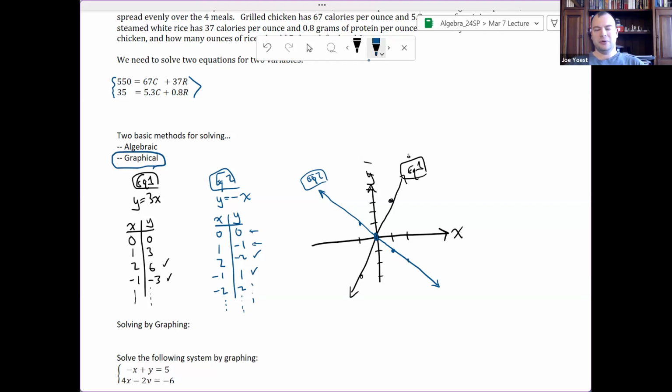So we pick another point or two, we check, looks good. And the same can be said about equation 2, that any solution to equation 2, y equals negative x, will be represented by an ordered pair on this line. And any ordered pair on this blue line is a solution to equation 2, y equals negative x.